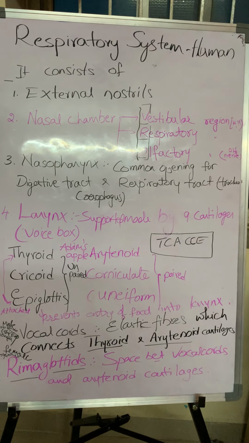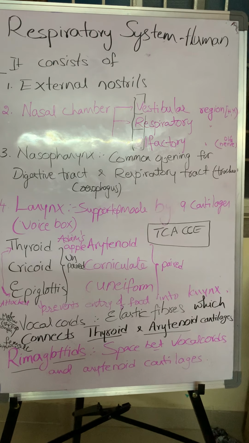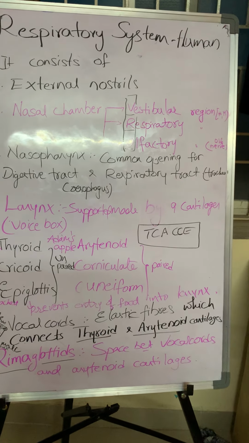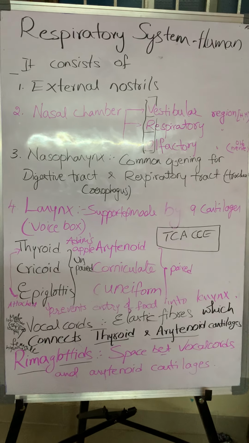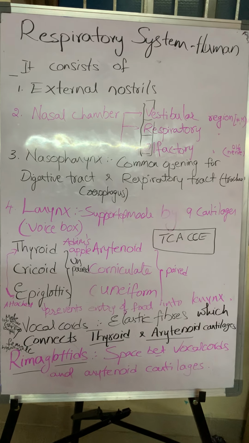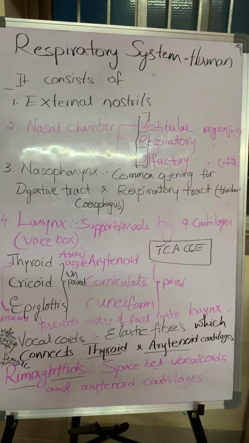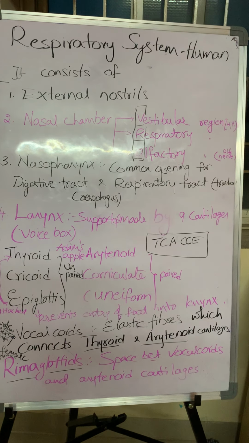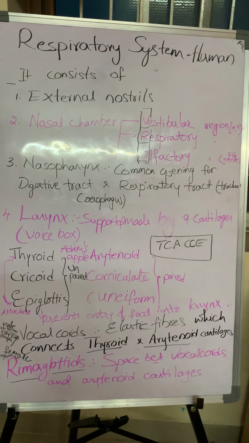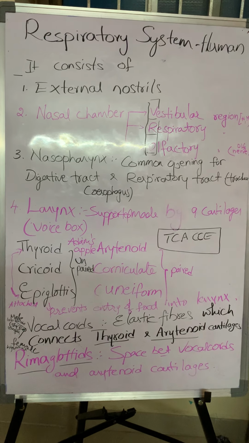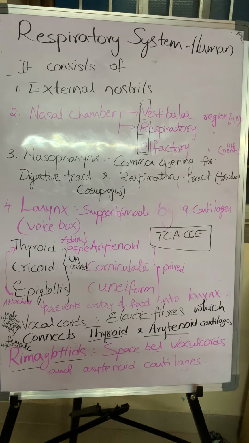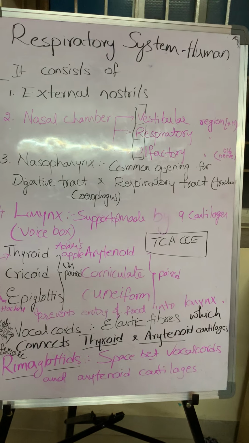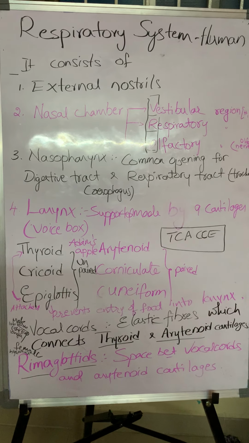One pair of external nostrils, which are the two openings of the nose. These can be seen. They are present on the external side of the body. That's why these are known as external nostrils. And this pair of external nostrils leads into a chamber which is known as the nasal chamber.